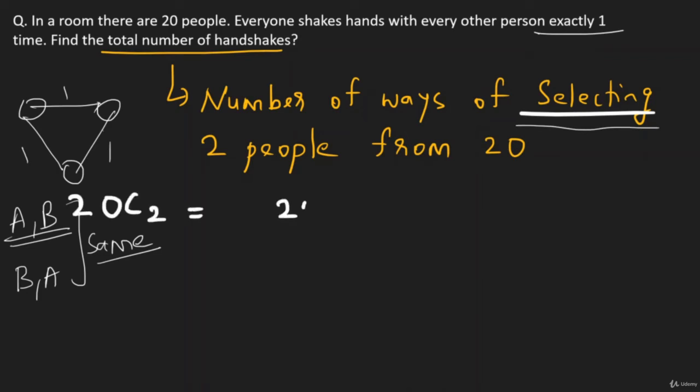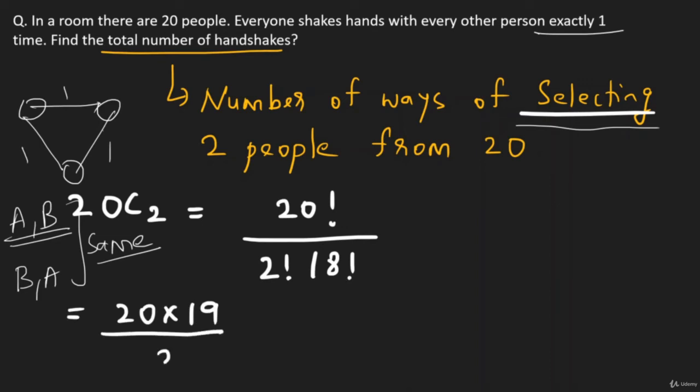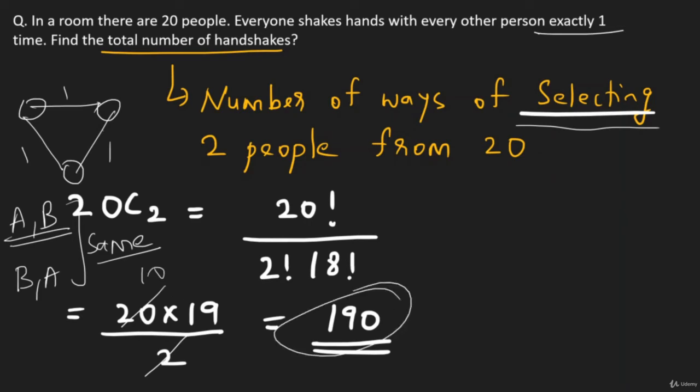So that's equal to 20C2, and 20C2 is 20 factorial by 2 factorial into 18 factorial. That's equal to 20 into 19 by 2, and over here you can cancel out 2, and 19 into 10 gives you 190 as the answer.